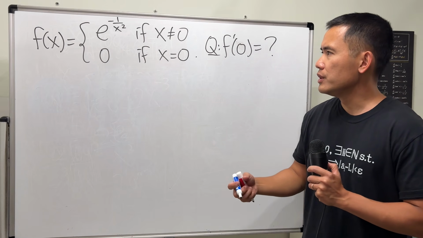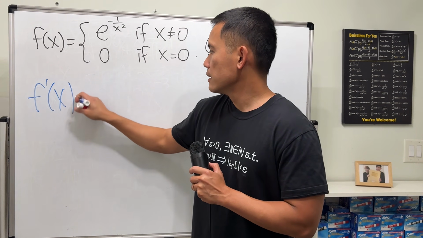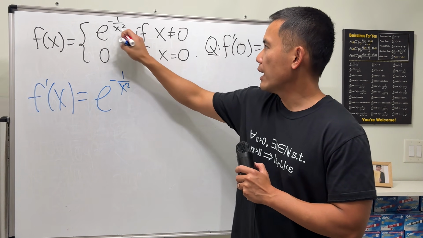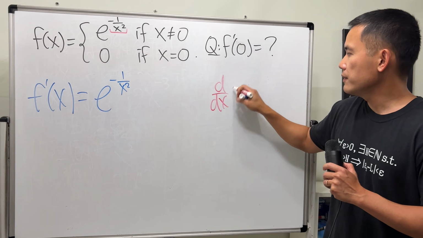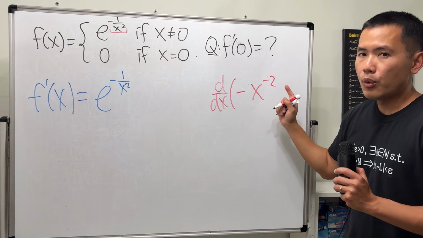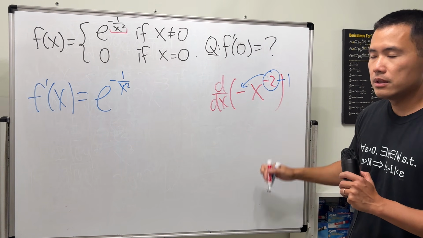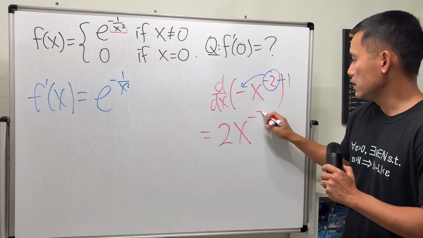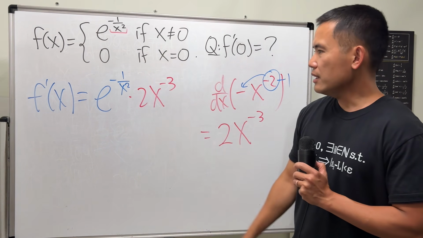Maybe we can just do the chain rule here. Let's give it a try. F prime of x, e to the something, first that repeats, and then I have to use the chain rule. The derivative of that is the same as taking the derivative of negative x to the negative 2 power. Okay, and then put the power to the front, minus 1. Negative times negative, we get positive 2, and then x to the negative 3. So we multiply by that. And that should do it.